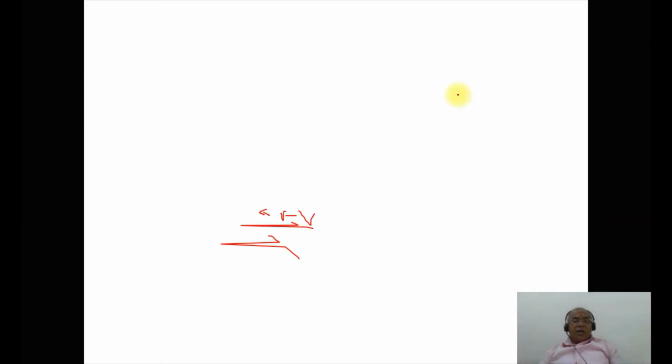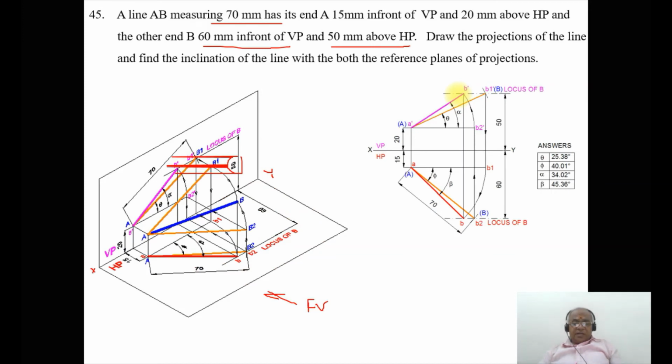Now, how to analyze and draw this using the sketchbook. First we are going to draw the XY line and mark VP and HP, as shown. As we know, the point A is 15 mm in front of VP and 20 mm above HP.